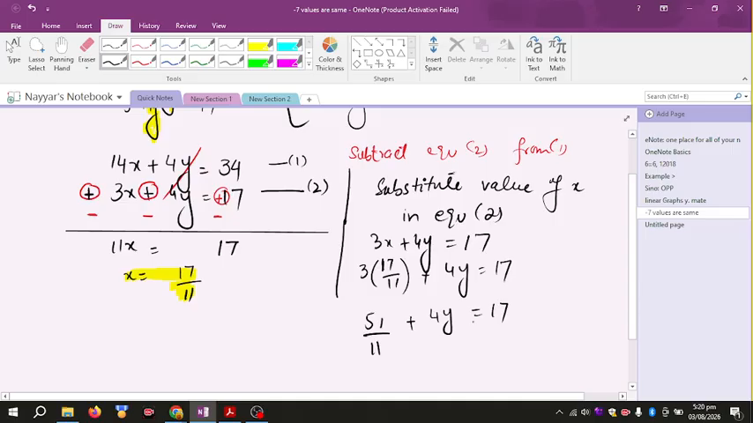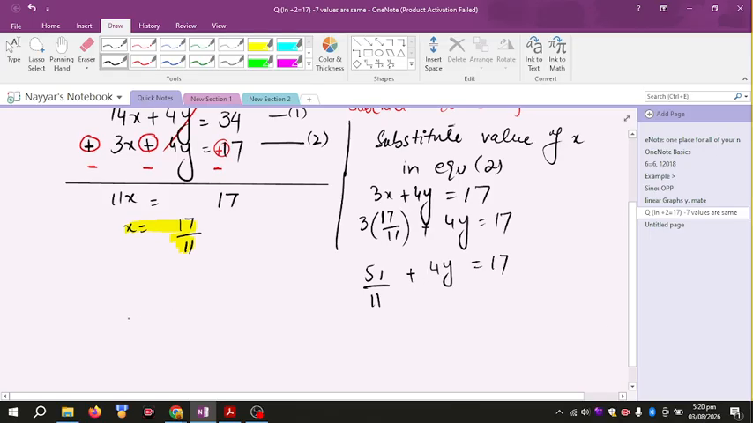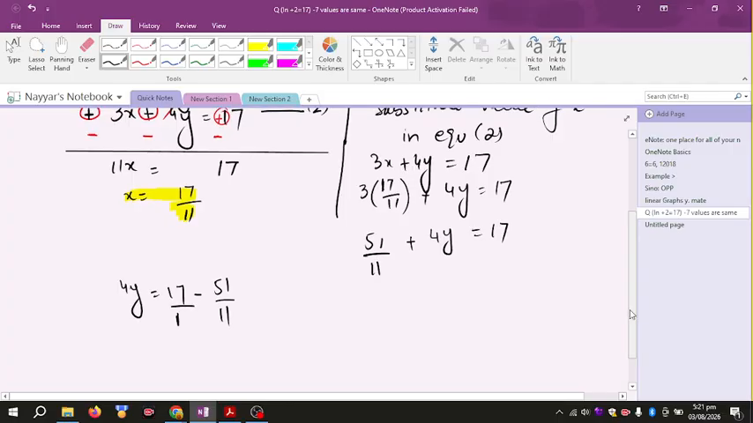We have to find out the value of y. So what I'm going to do is move this fraction, 51 by 11, to the right side. So here I'm left with 4y, and I'm going to move 51 by 11 to the right side. You know that we can only solve the fractions if the denominators are same. So here there is nothing, it's just 1. To make the denominator same, I need 11 here. So I will multiply this one with 11, and I will multiply the numerator with 11 as well.